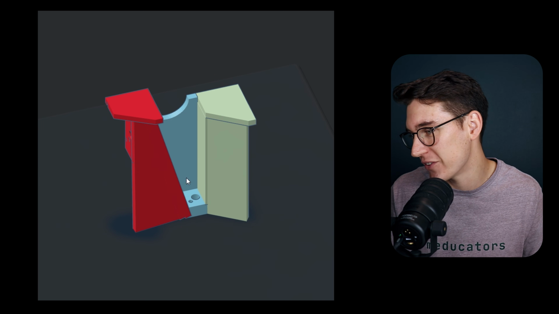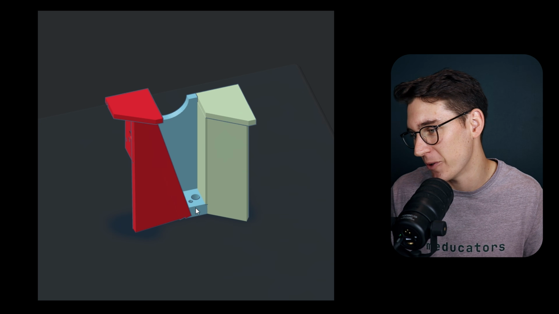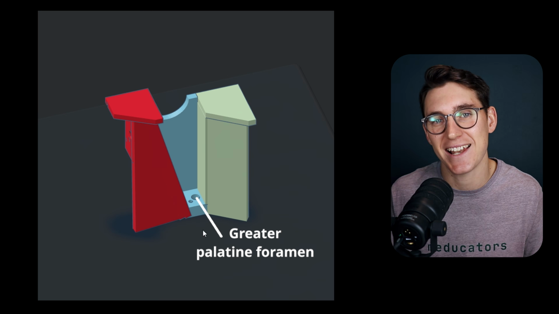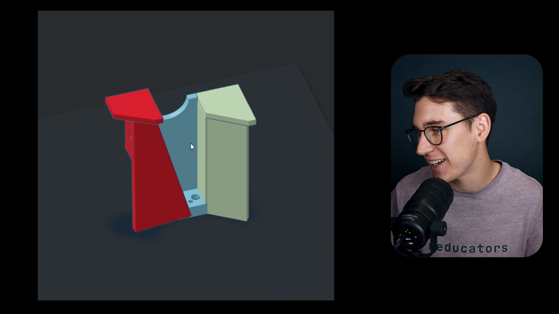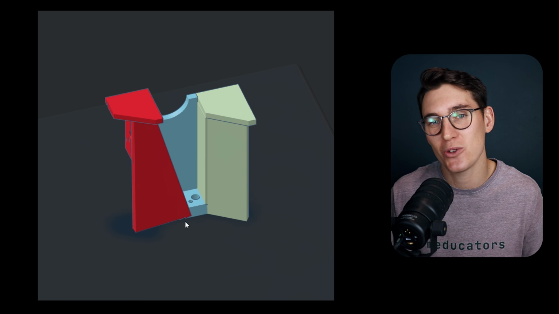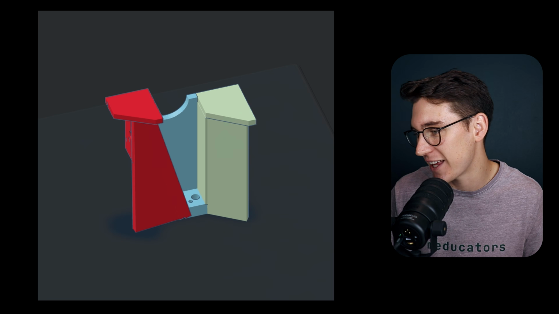Inferiorly, or at the bottom of the pterygopalatine fossa, we've got two separate foramina running through the palatine bone. This is what's known as the greater and lesser palatine foramina. They connect the pterygopalatine fossa to the oral cavity. Let's have a look at that on our scan.